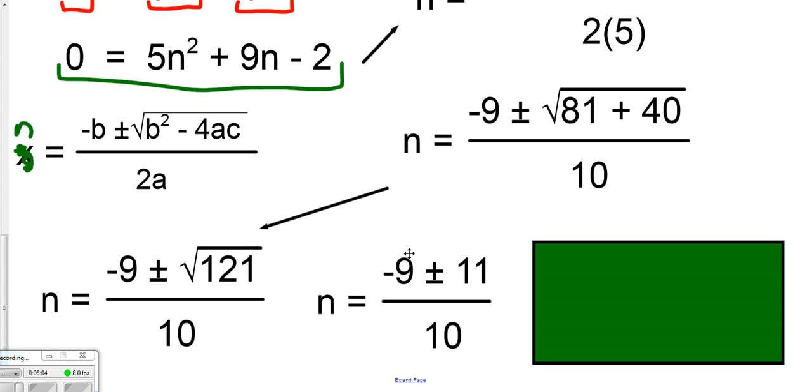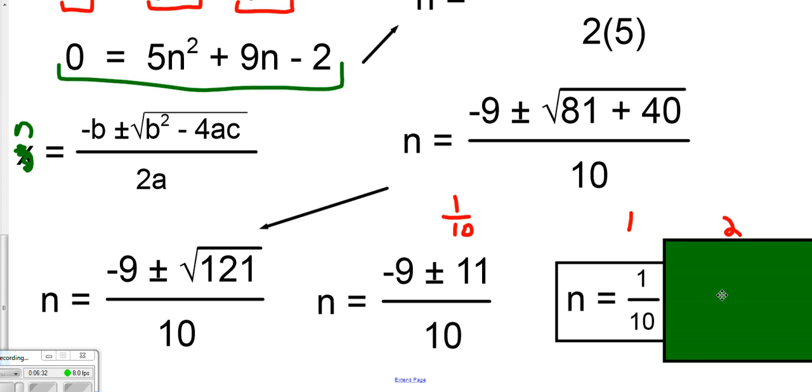At this point, I have two answers kind of hidden away here. What this is saying is negative 9 plus 11 and then divided by 10. That's one of my answers. And negative 9 minus 11 and then divided by 10. That would be my second answer. So let's figure that out. Negative 9 plus 11 would come out to 1, and then you leave it over 10. So our first answer should be 1/10.